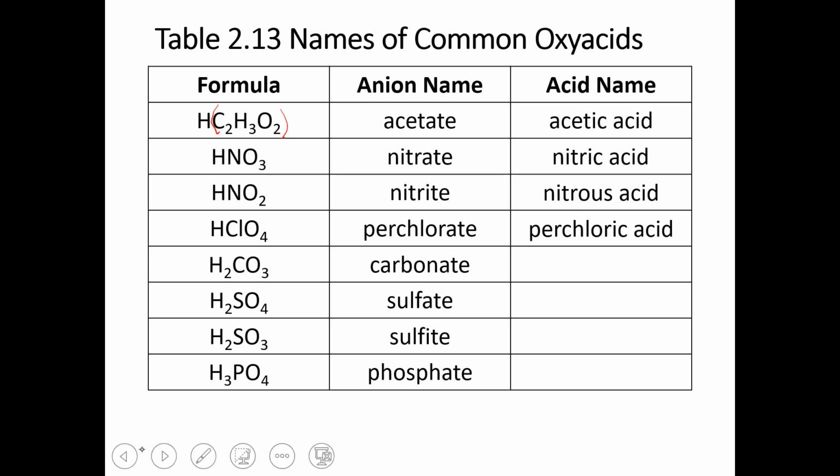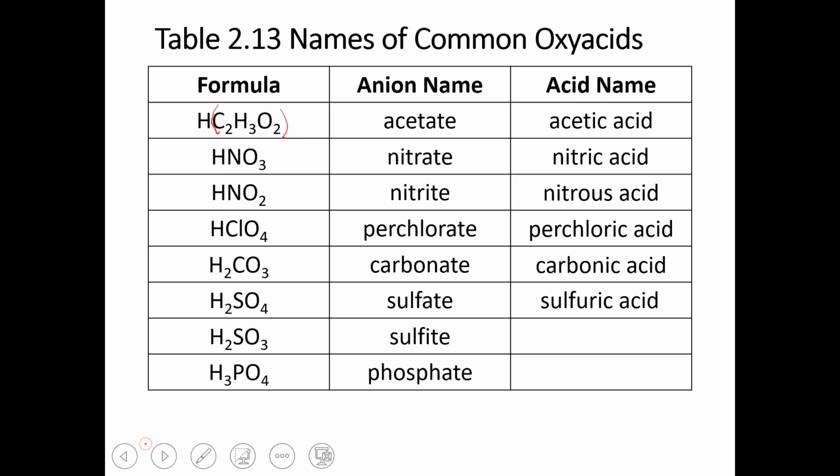H2CO3, CO3 is the carbonate ion, so this would be carbonic acid. H2SO4 is sulfate, so we call this sulfuric acid. We don't call it sulfic acid because that just sounds a little bit odd. So this is one that we do change the pronunciation a little bit on. So we call this sulfuric, not sulfic.